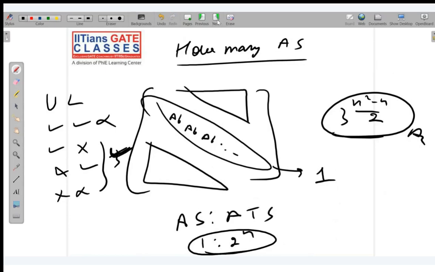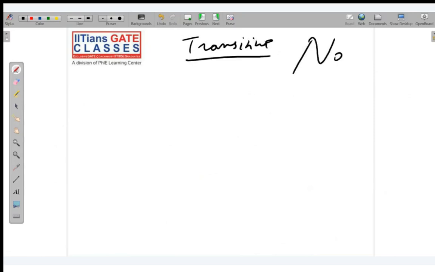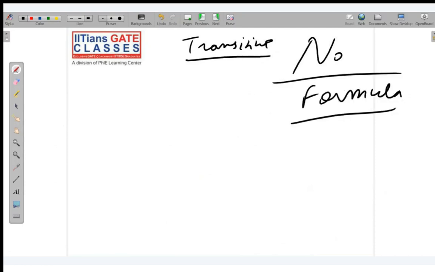Take snapshot. I will jump to the next slide. Okay, so next is transitive. For transitive there is no formula. So they will not ask you this kind of question in GATE, how many transitive relations are possible and so on. Now I will solve some very important questions which have been asked in GATE many times. So let me jump to the next slide, take snapshot.